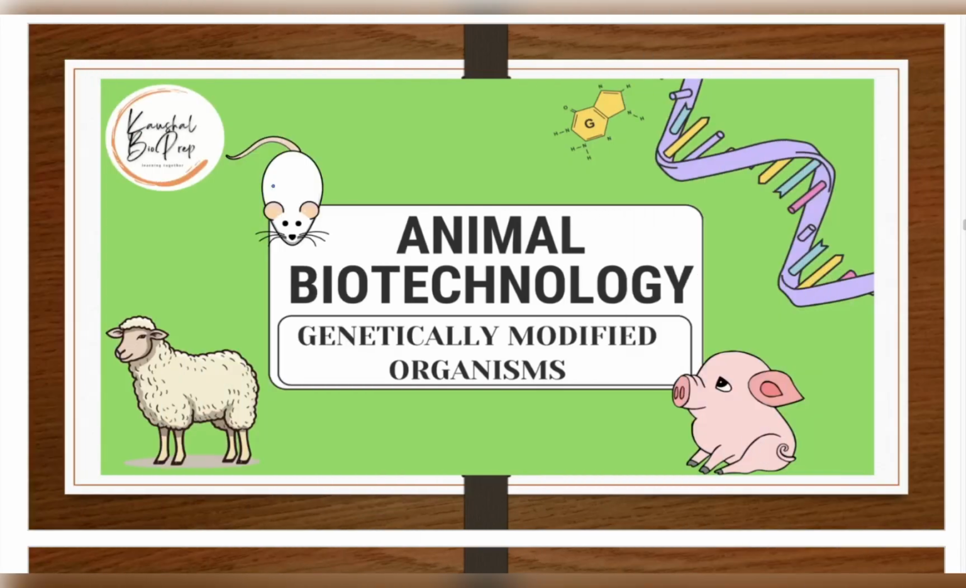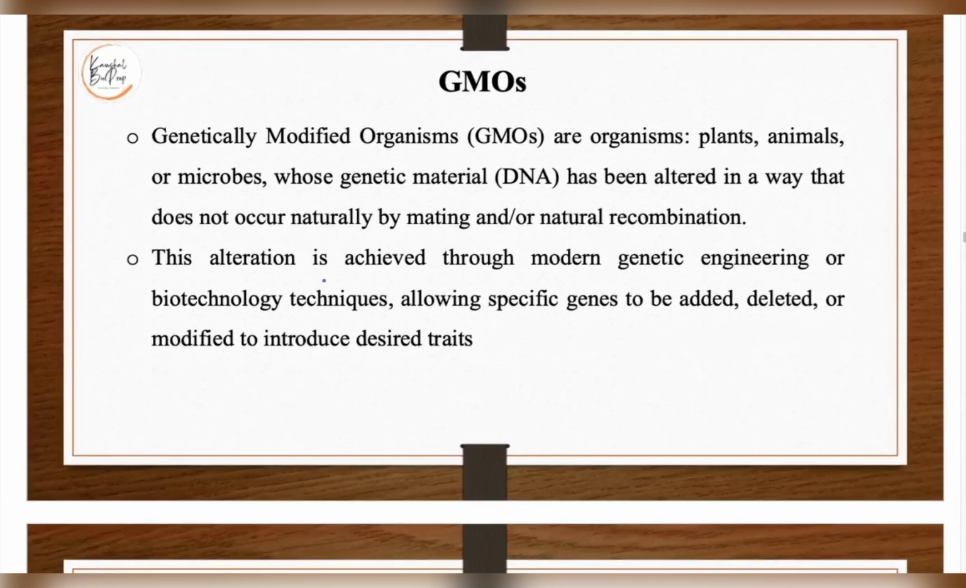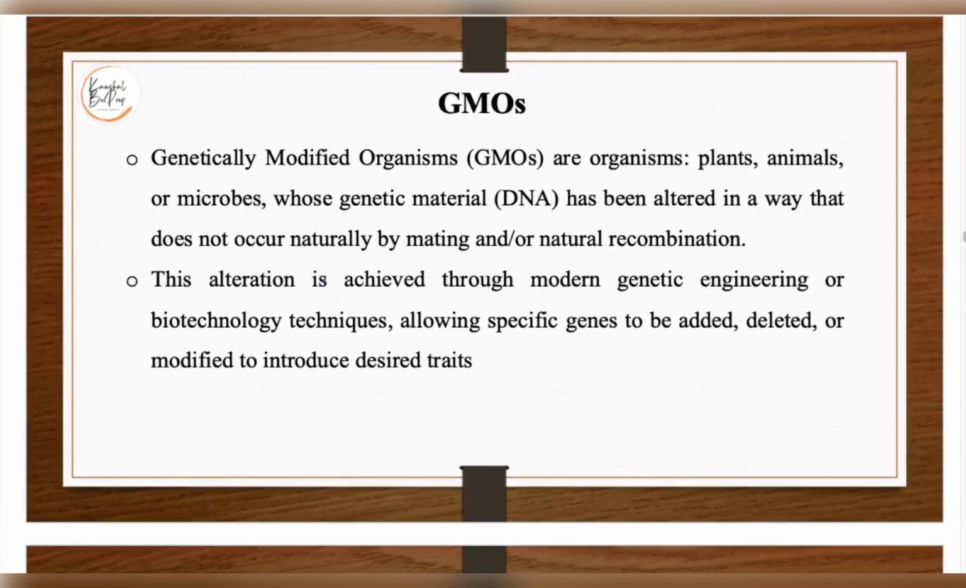In today's video lecture, we are going to talk about another topic of animal biotechnology, that is genetically modified organisms or GMOs. So, what are genetically modified organisms? These organisms can be plant, animal, or even microbes whose genetic material has been altered in a way that does not occur naturally by mating or by natural recombination. That means this is something that we do in laboratories.